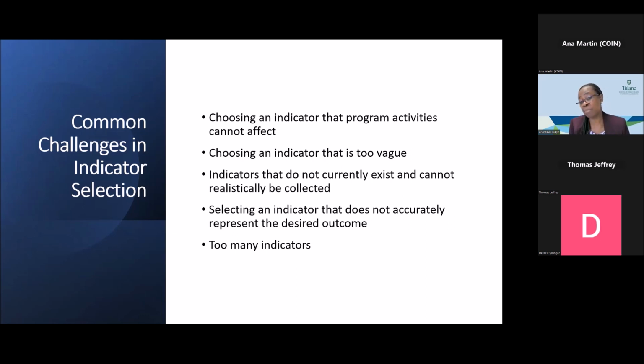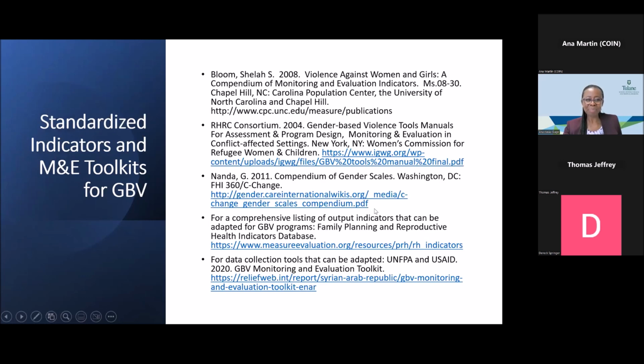So sometimes we end up selecting an indicator that does not accurately represent the desired outcome. And sometimes we have too many indicators. How many indicators are enough? We'll come to that later on. So here are some sources for getting standardized indicators.